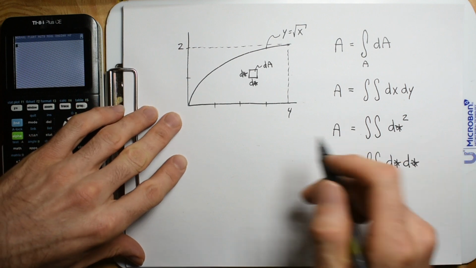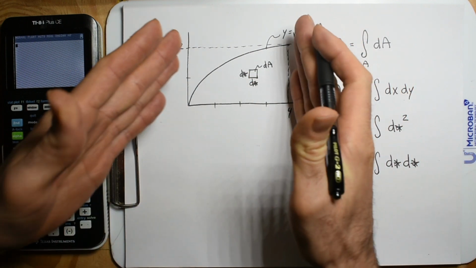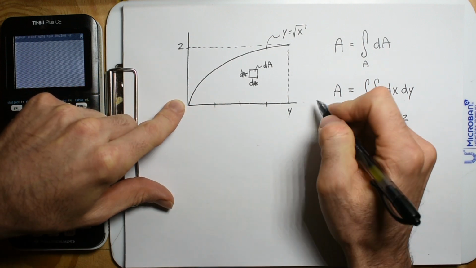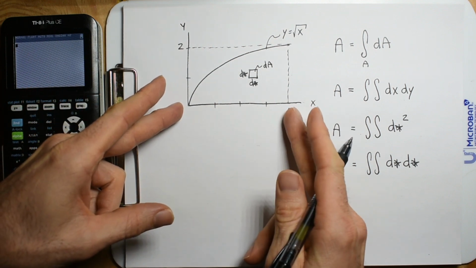Anyway, we have this equation, y is equal to the square root of x, and we want to find the area within this region. This is the x-axis, this is the y-axis, and it's bound between 0 and 4.